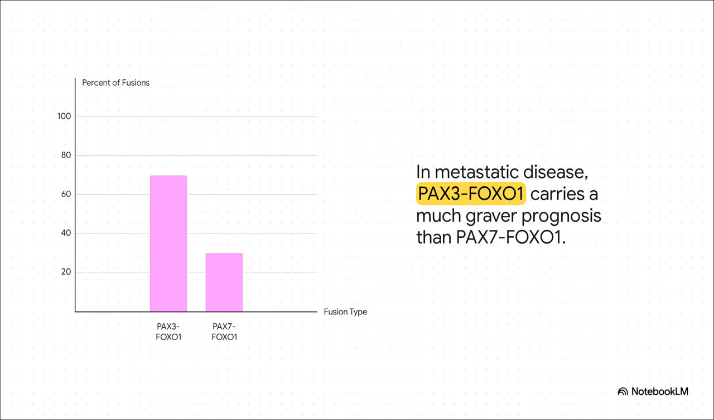And get this, it's not just about whether the fusion is there or not. The specific partner gene really matters. About 70% of the time, the fusion involves PAX3, and this is a critical detail. For patients with metastatic disease, that PAX3-FOXO1 fusion carries a much graver prognosis than the PAX7 fusion. This detail directly impacts patient care and family counseling.